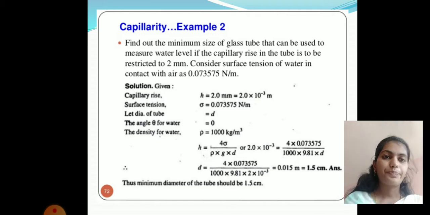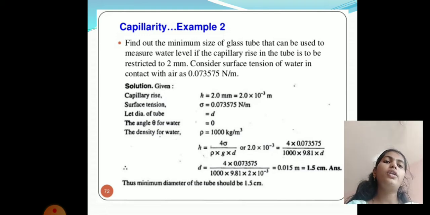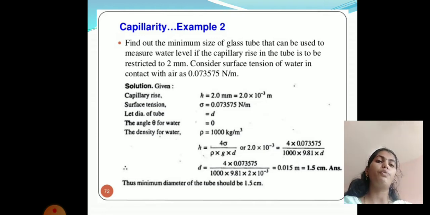Let the diameter of the tube be D, the minimum size of the glass tube. The contact angle of water is 0, and the density of water is 1000 kg per meter cube. Now put the given values into the equation H equals 4 sigma divided by rho G D, and doing the calculations we get the answer of 1.5 centimeter.